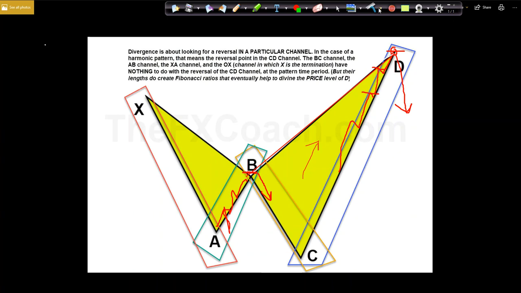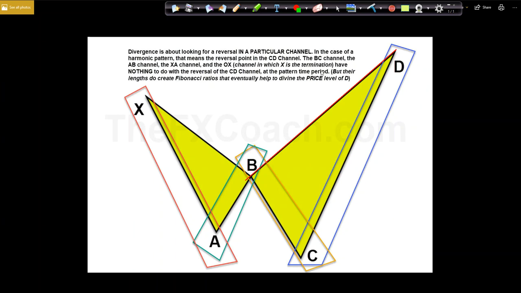So going back to B would be, I hope you see what I'm saying, it has no relevance to the D point. Does everybody see that? If we're looking from C to D in a blue channel, we want to know which one of these highs is going to show up as divergent. So the B has nothing to do with that while we're looking at this level.